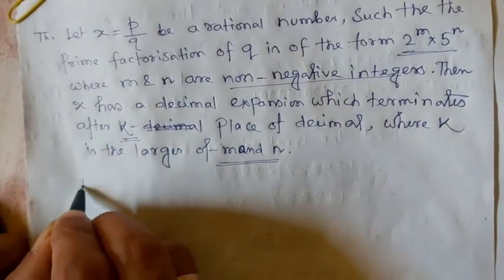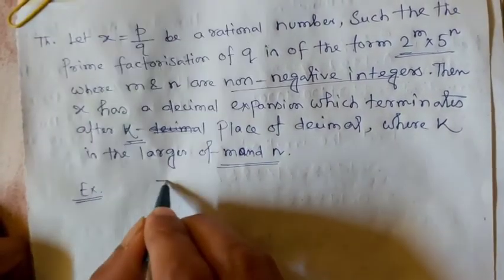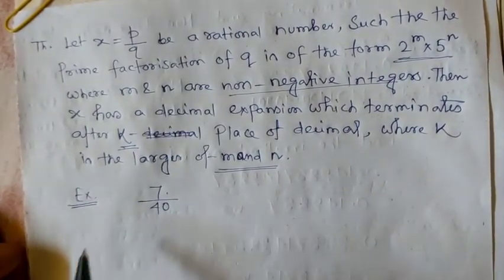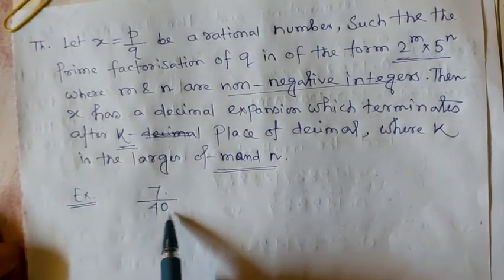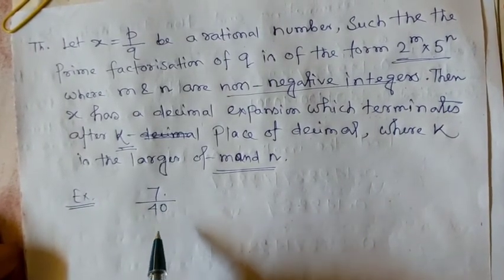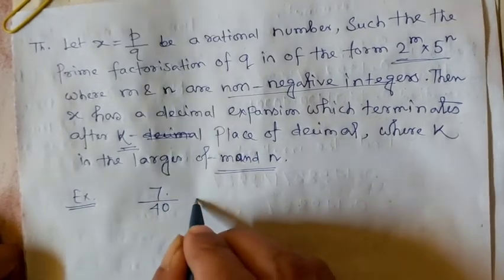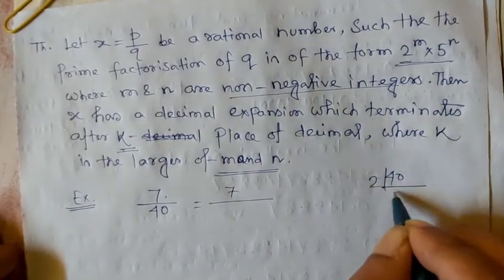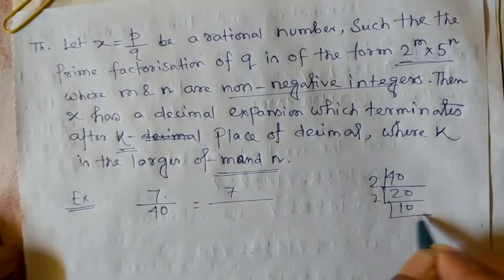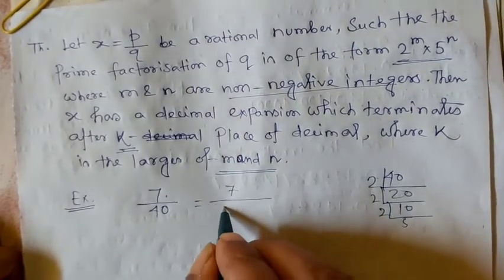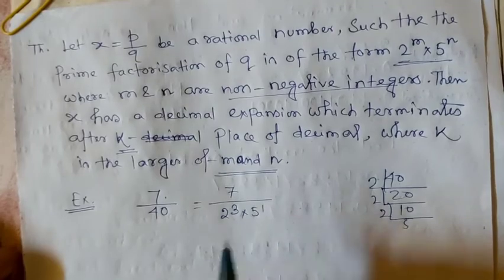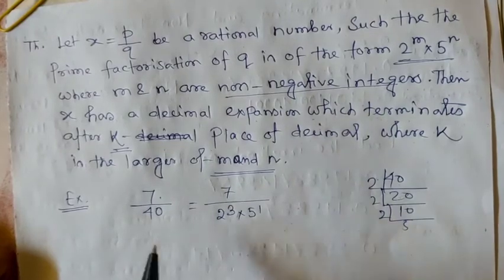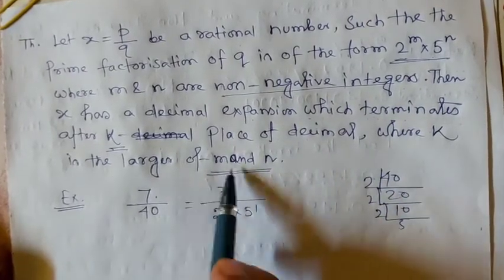So suppose we consider one example. The example is 7 divided by 40. Okay, so the number is 7 divided by 40. This is a rational number, and the prime factorization of q is in the form of 2 to the power m into 5 to the power n. Seeing that 40 can be represented as 40, then 2 into 20, then 2 into 10, then 2 into 5. That means this is 2 cube multiplied by 5, meaning 5 to the power 1. Then x has a decimal expansion which terminates after k places of decimal, where k is the larger number of m and n.